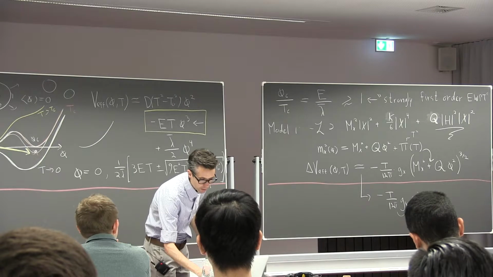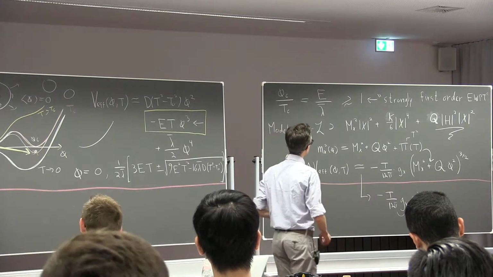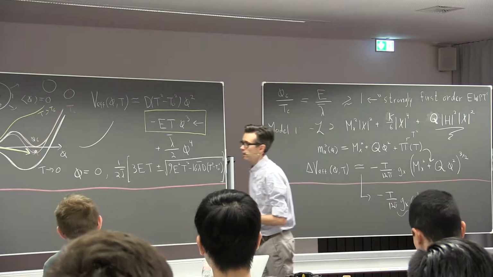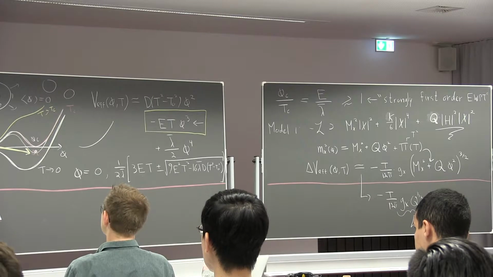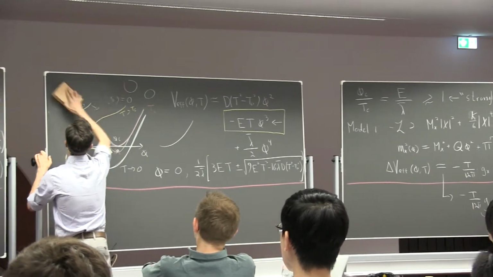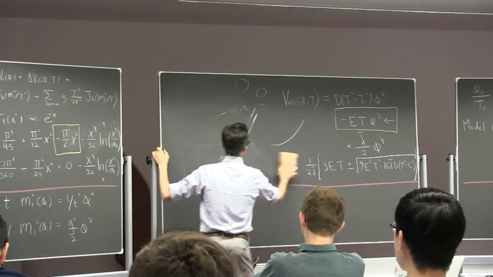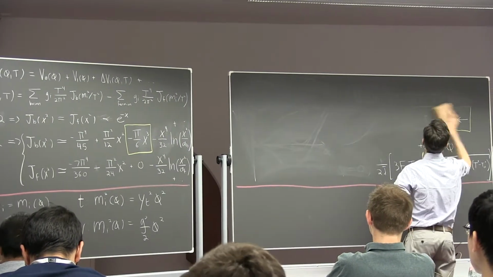Let me change gears now. So a second approach to getting a strongly first order phase transition is, instead of trying to do everything with loops, let's just do it at tree level. So the tree level picture might naively seem easier, but it has its own challenges.